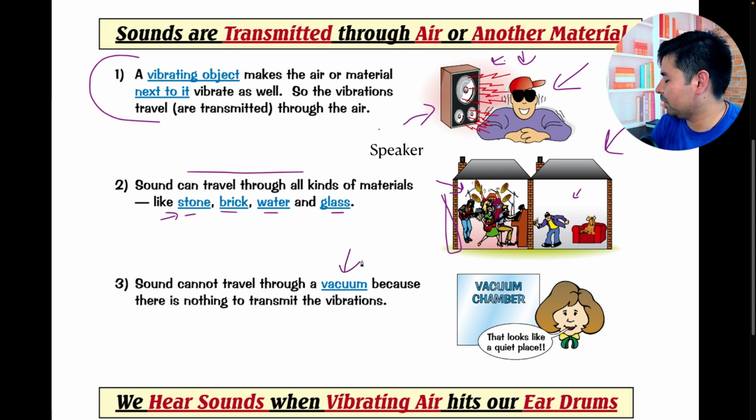And then number 3 here: sound cannot travel through a vacuum. Good word here too, vacuum. Because there is nothing to transmit the vibrations. Vacuum chamber. We have an example here, vacuum chamber, okay? And that looks like a quiet place.